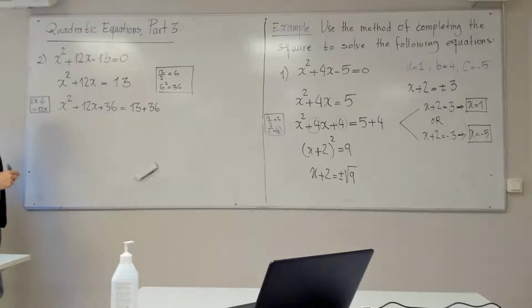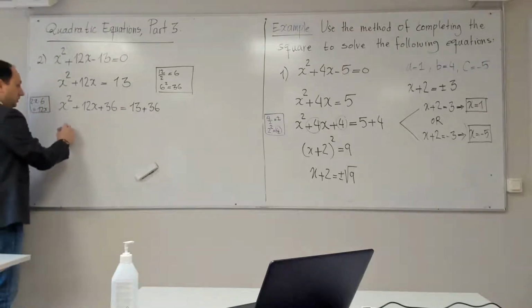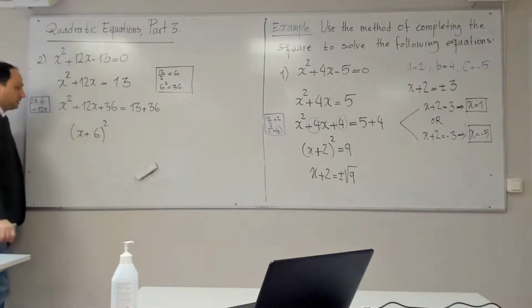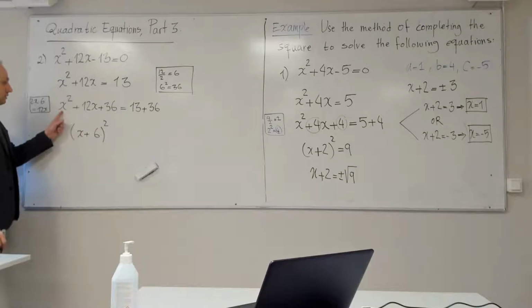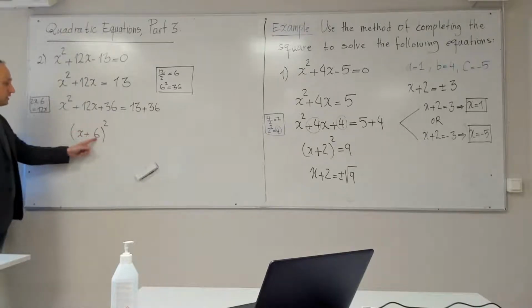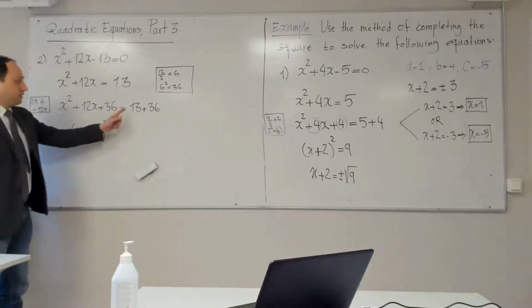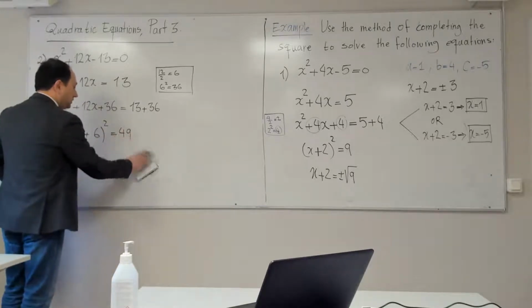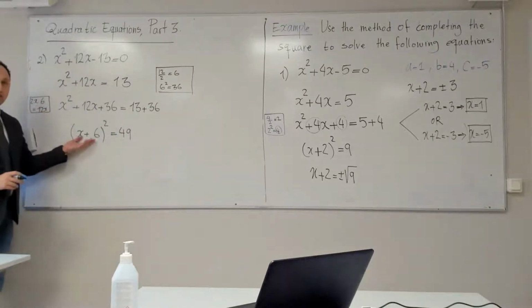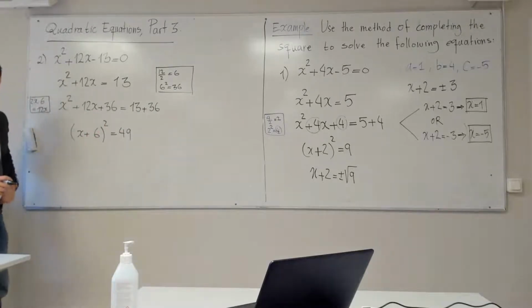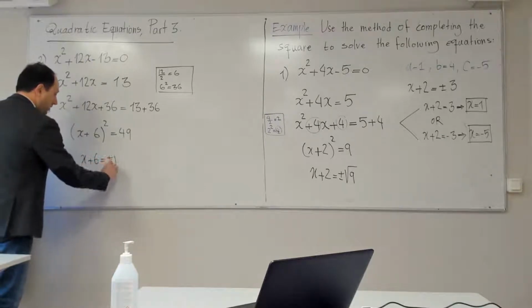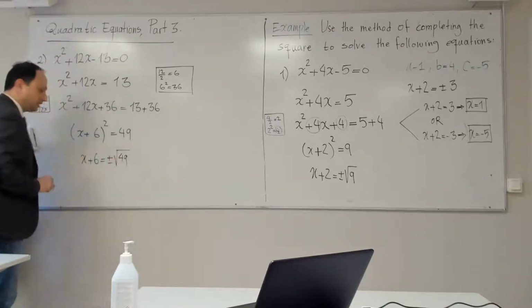So what I need to do now is to collect this term. So it becomes x plus 6 to the power of 2. The first one to the 2, 2 times the first one times the second one is exactly the middle one, and the second one to the 2 is this one. And then 13 plus 36 is 49. And then we are done, because the left-hand side is a complete square, so I take the square root from both sides. So it becomes x plus 6 is equal to plus and minus square root of 49.